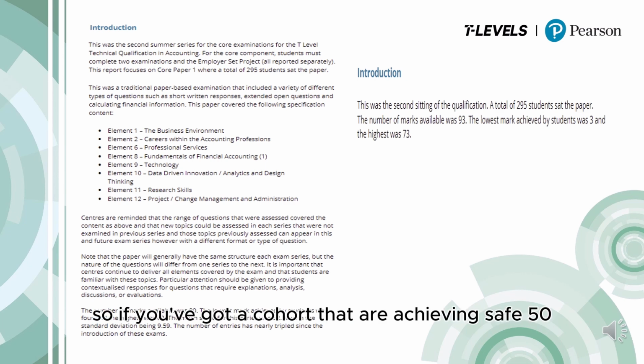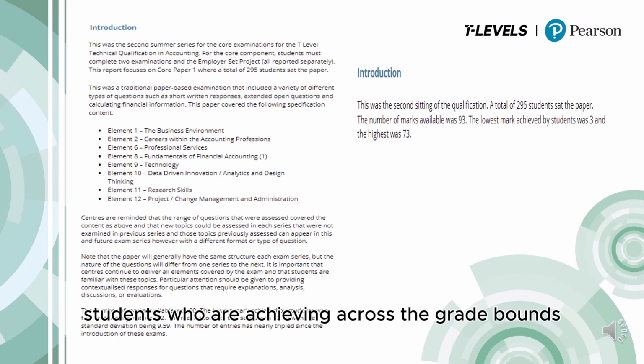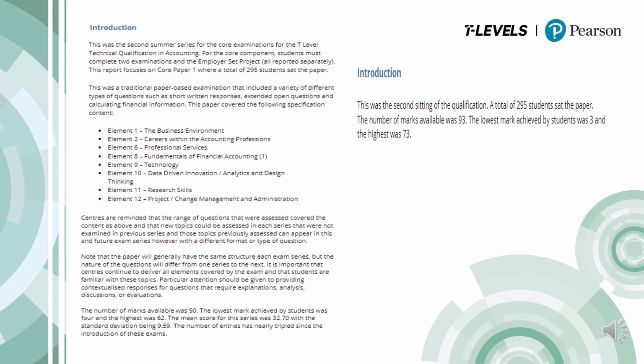So if you've got a cohort that are achieving, say, 50 and below, maybe you can look at where you could improve to sit them. If you've got students who are achieving across the grade bounds, you know that they're achieving within what we were expecting for the cohort. So it's really useful for benchmarking and things like that.